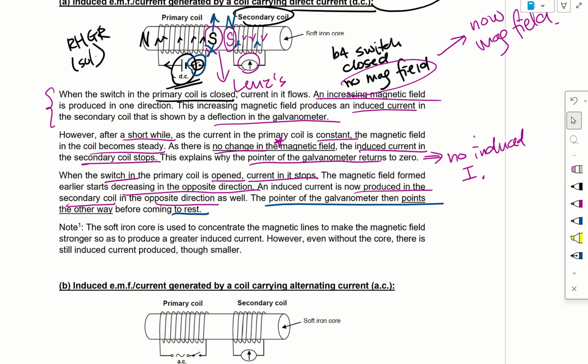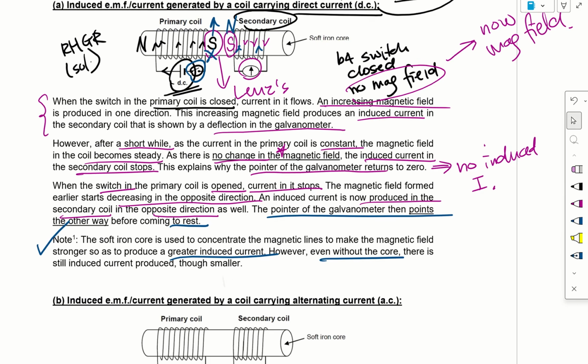Okay, so take note, the soft iron core is used to concentrate the magnetic field lines to make the magnetic field stronger, so as to produce a greater induced current. But even without the core, there is still an induced current produced, but smaller.